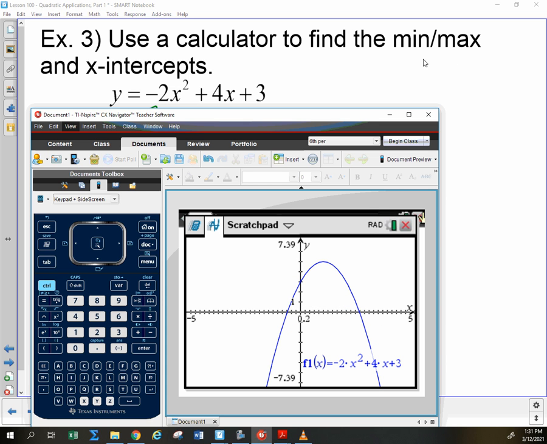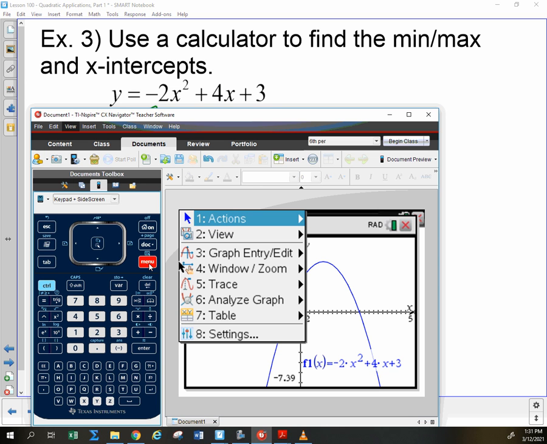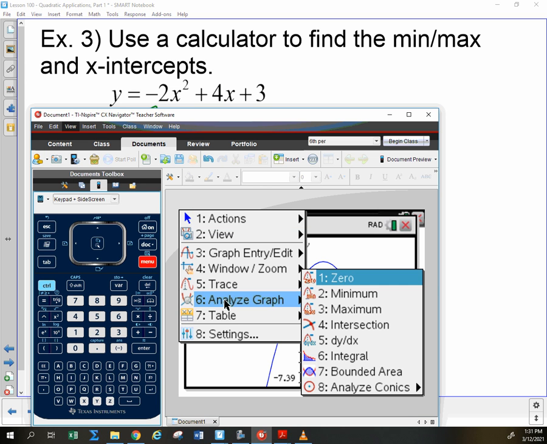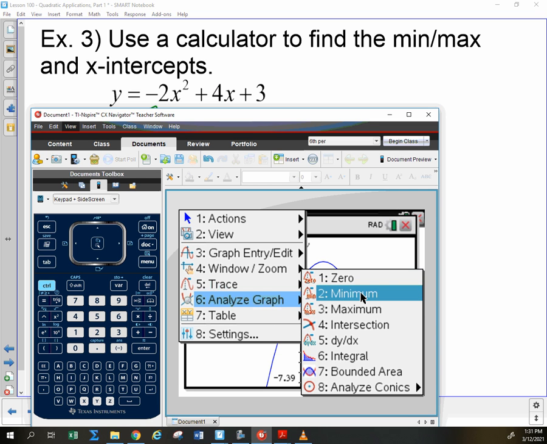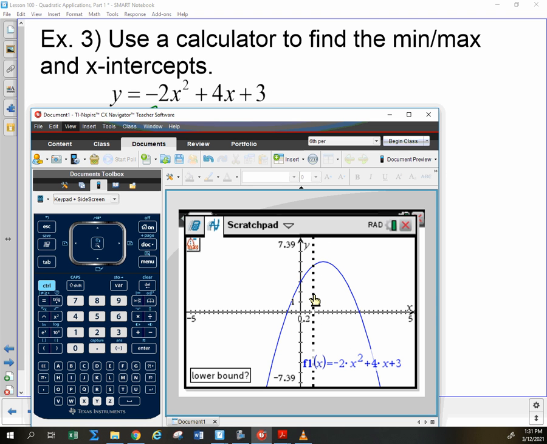So let's go ahead and get the vertex first. Best friend button is the menu, just like on a computer. When we aren't quite sure what choices there are, we take a look and see. And we want to analyze this graph, so you push the button 6, and once you push that, it's not a 0 that we're looking for. It's not a minimum on this one. Some parabolas it's a minimum, but this one it's up at the top, so we have to pick the max. And then it asks us lower bound, so we simply move that dotted line somewhere to the left of the vertex and click enter, and then move to the right, and it tells us that the vertex is 1, 5.